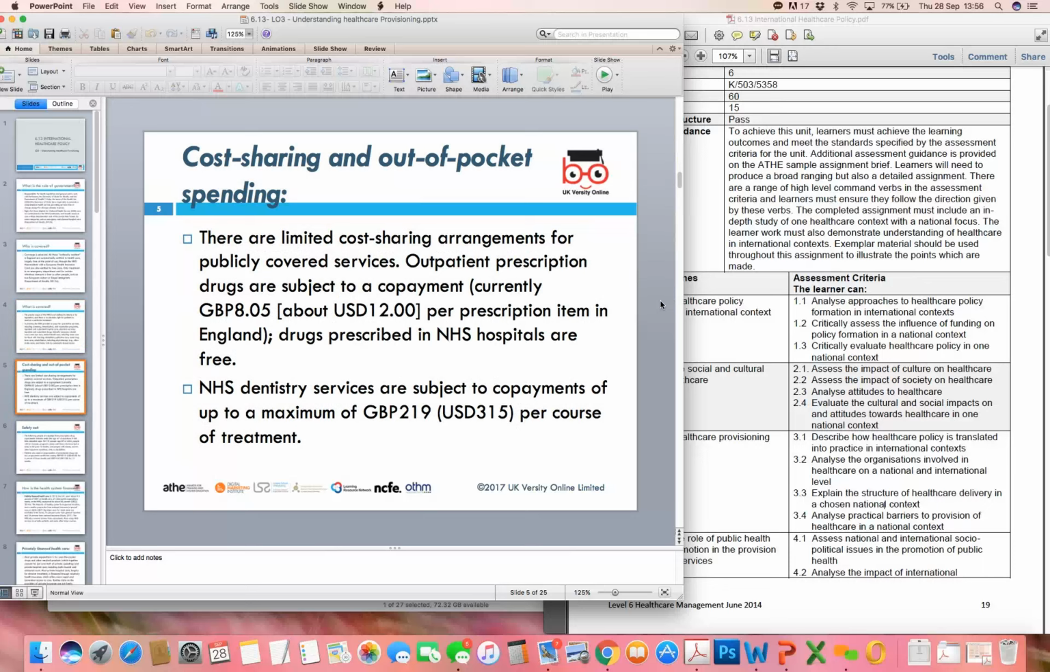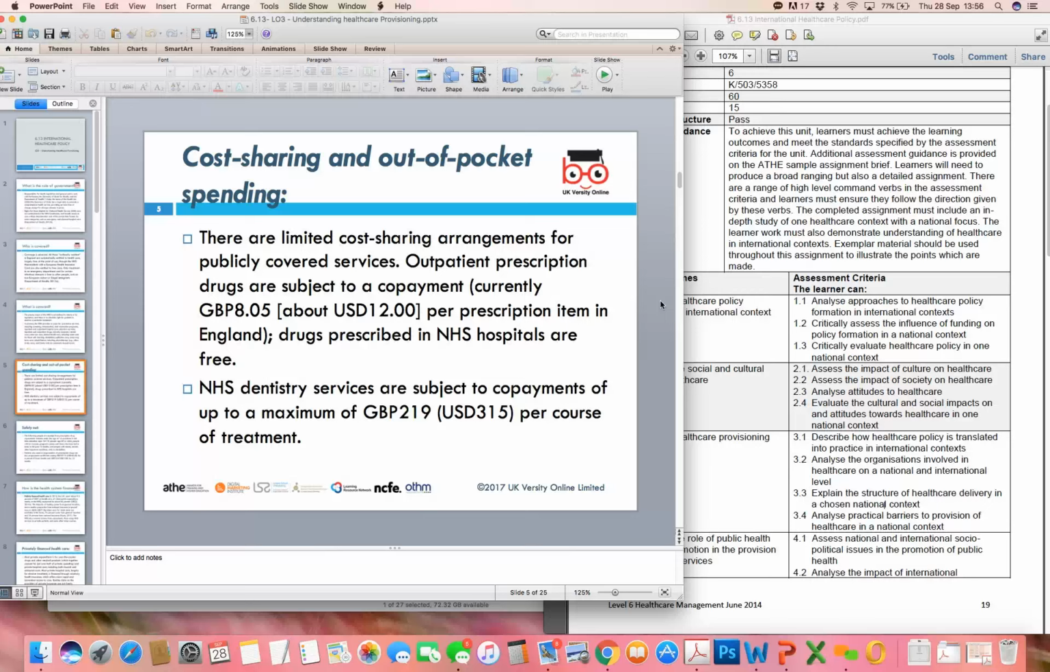So in some cases, some of these services are provided on a cost-sharing or out-of-pocket basis. That means you have to pay for the cost of prescription. Like in Wales and in Scotland, there is no prescription cost. It is absolutely free. The prescription is given by the GP free. But when you look at the UK in general, England and Northern Ireland, there is a cost of prescription that you have to pay. But in Scotland, it's absolutely free.